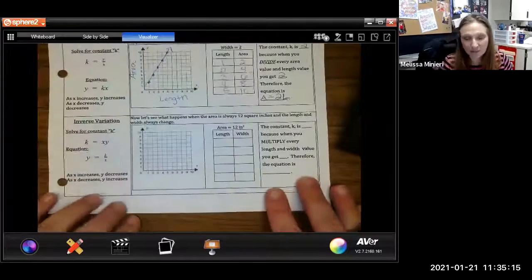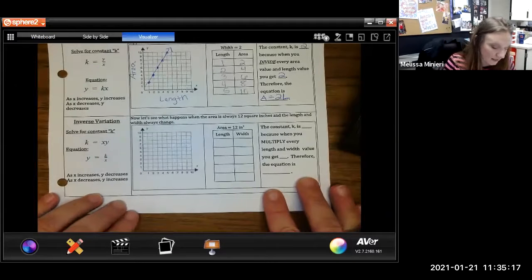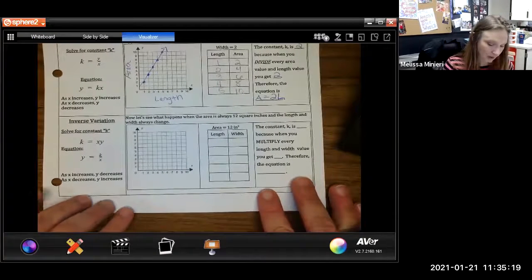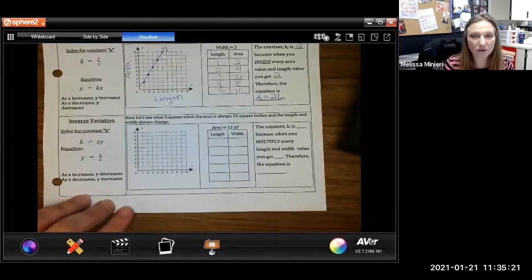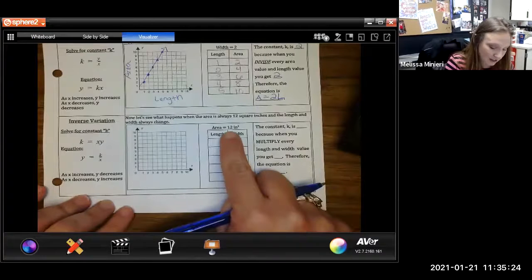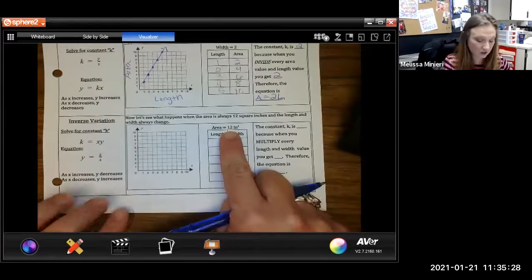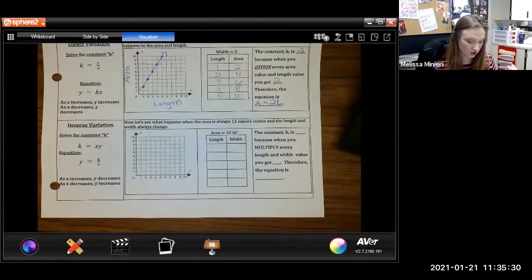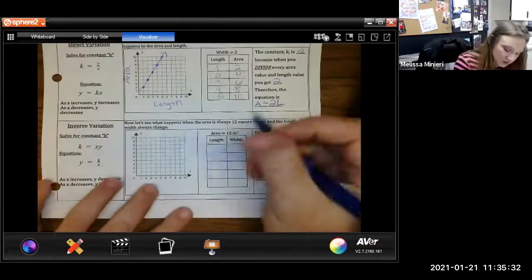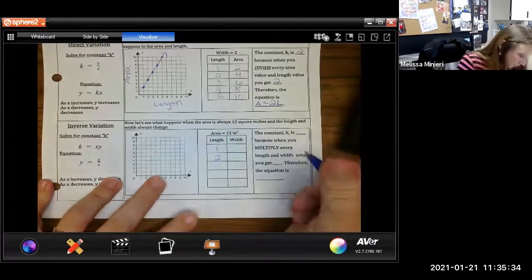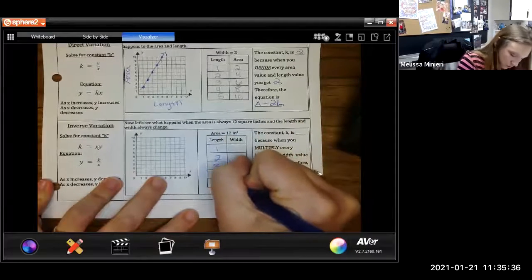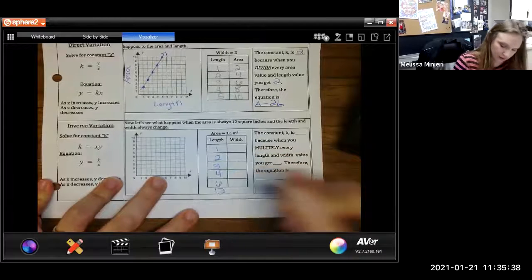Now let's compare it to what we do in Algebra 2. We do an inverse variation. So how I'm going to change the scenario a little bit is this time I'm going to tell you that you need to hold area constant. So I'm telling you the area of this rectangle is always going to be 12 inches squared. I'm going to give you some lengths, 1, 2, 3, 4, 6, and 12.